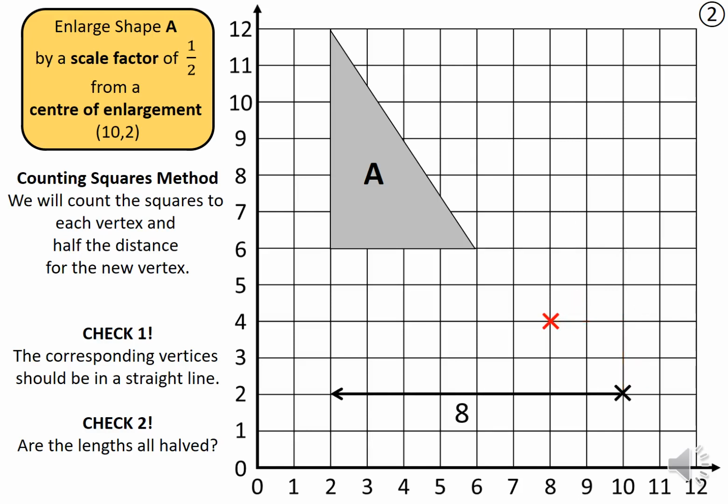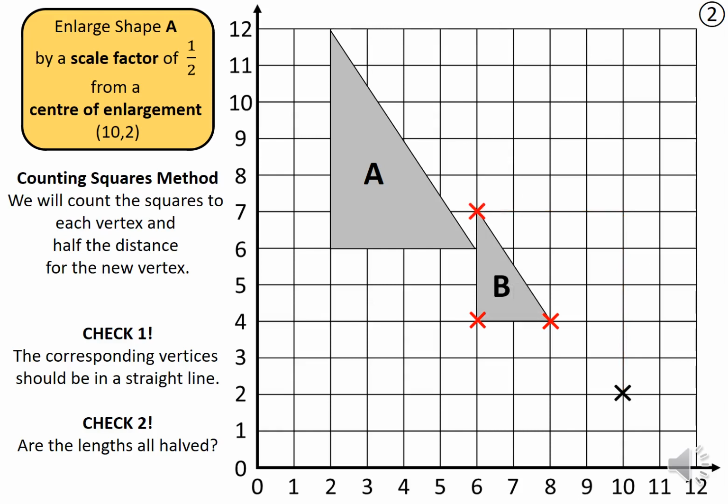For another vertex, it will be 8 to the left and then 4 up. I halve this distance, so it's going to be 4 to the left and only 2 up. And that is the position of the vertex. And for the last one, I go 10 up, 8 to the left. So now I have to go only 5 up and 4 to the left. And I have all 3 vertices now.